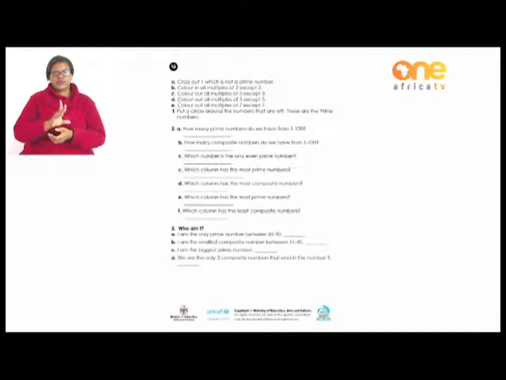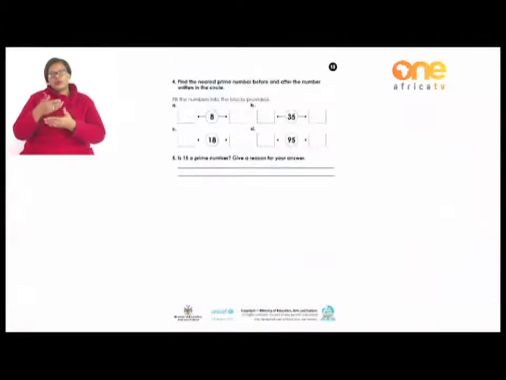And then D is asking for 3 numbers. It says, we are the only 3 composite numbers that end with the number 3. In other words, find those 3 composite numbers that have their unit as 3. In other words, they end with the number 3. All right, now let's go to the next page, which is page 13.